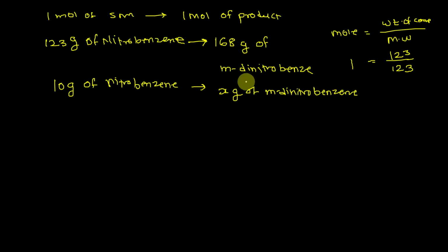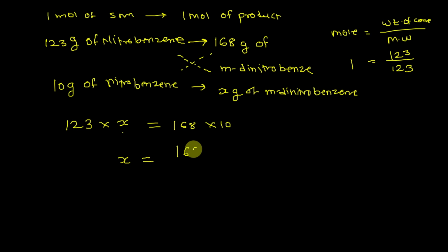So we will perform a simple cross multiplication here. 123 into X is equal to 168 into 10. We need the value of X here. So X is equal to 168 divided by 123 into 10.